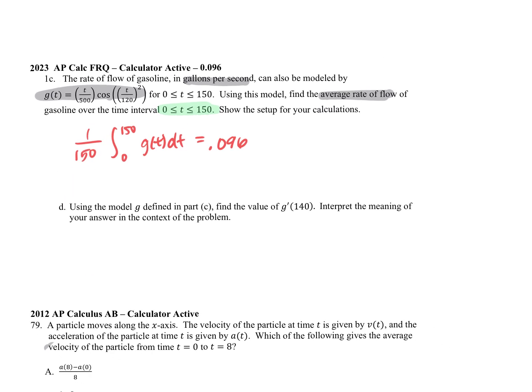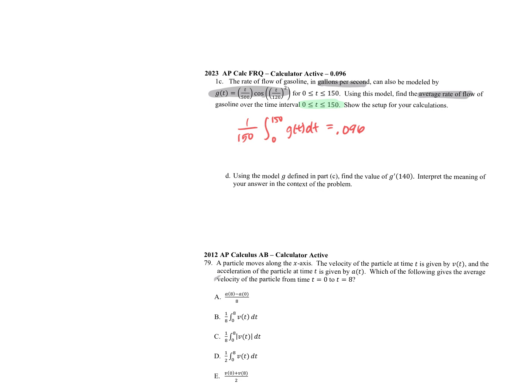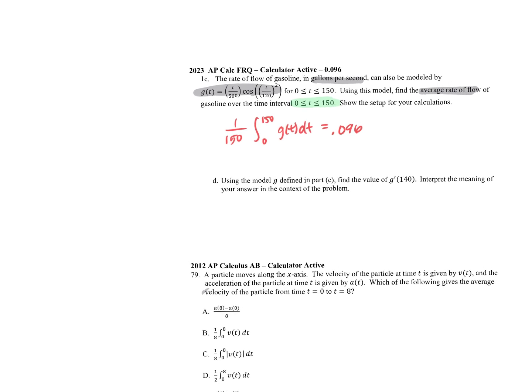Again, really practicing typing it in. X over 500, cosine parenthesis, x over 120. Outside of one parenthesis, you got to square that thing. Very particular. Guys, what are we going to say when x equals what? When x equals 140 is where they care about this one. I had a negative.